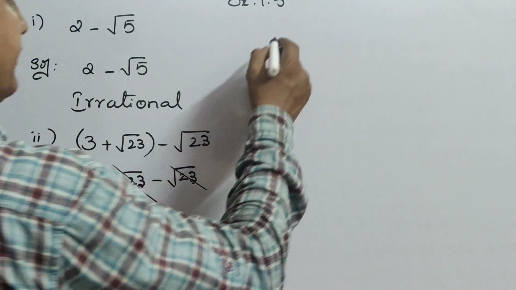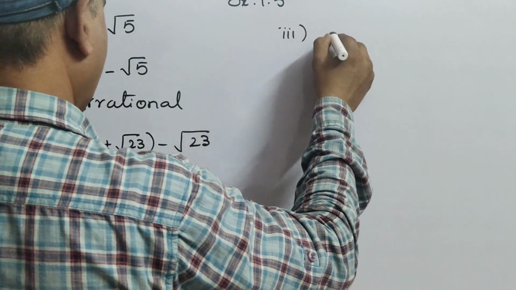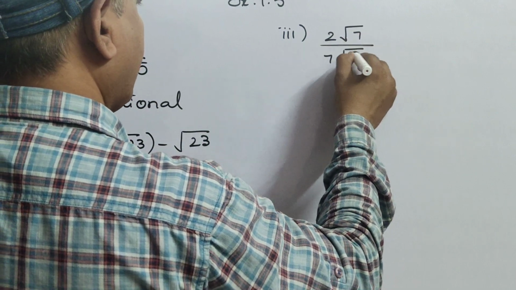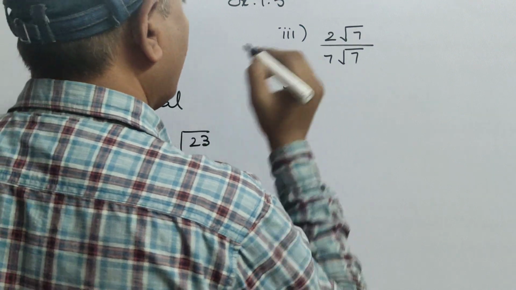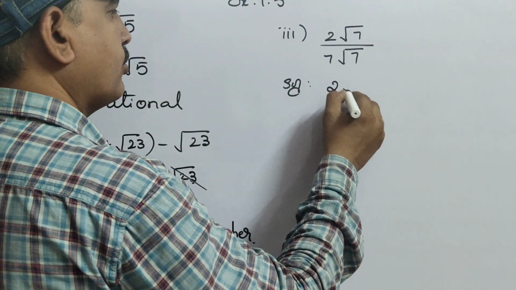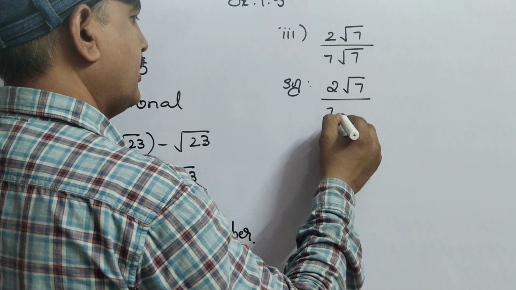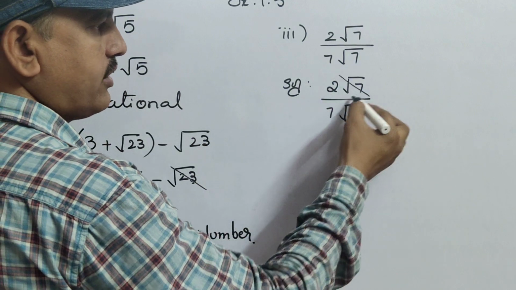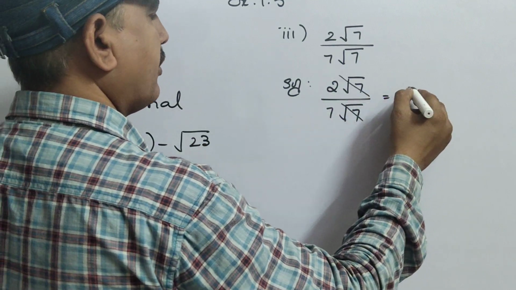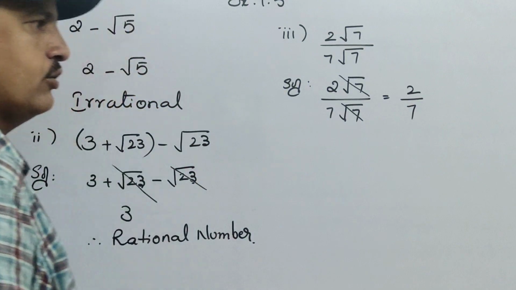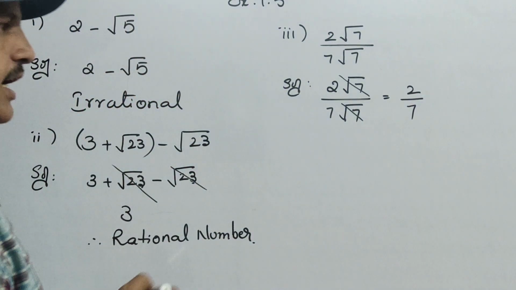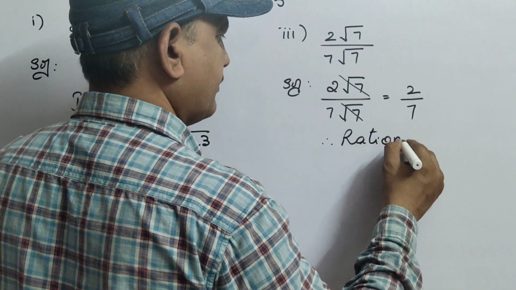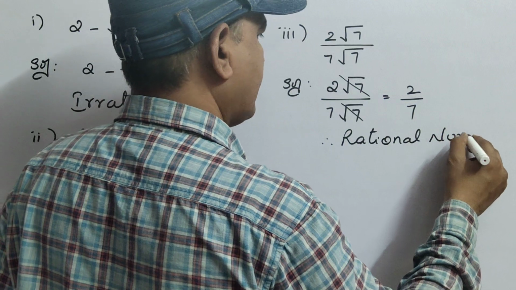Third question: 2 root 7 by 7 root 7. Okay, children? So here what will happen means 2 into root 7, 7 into root 7. So root 7 gets cancelled. So what is left now? 2 by 7. Now, 2 by 7 is in fraction form. That means rational number. Therefore, it is a rational number.